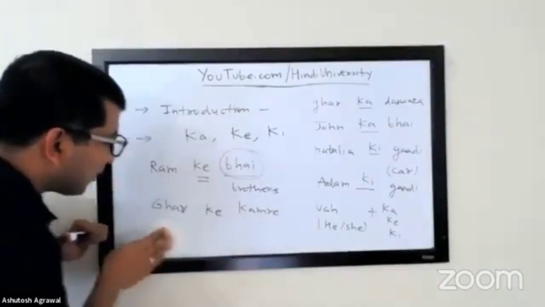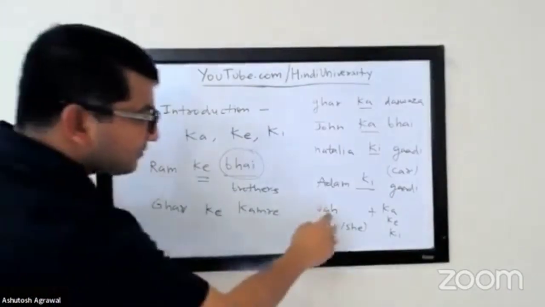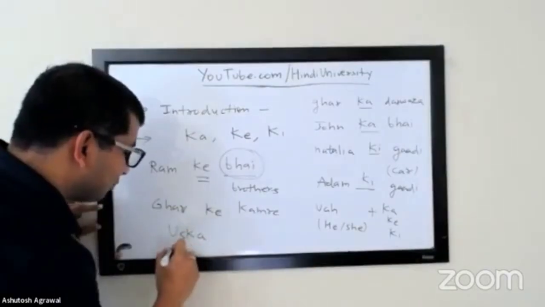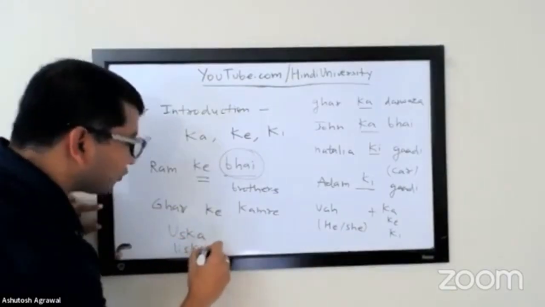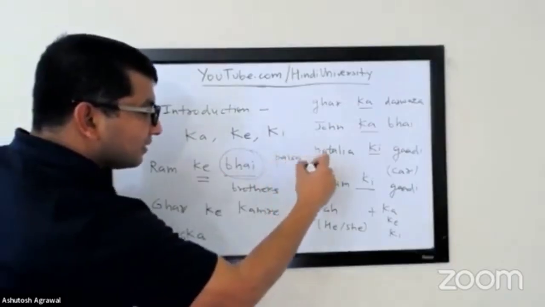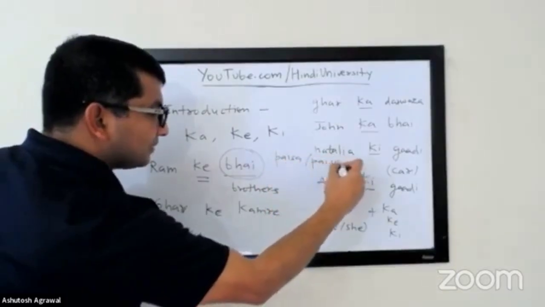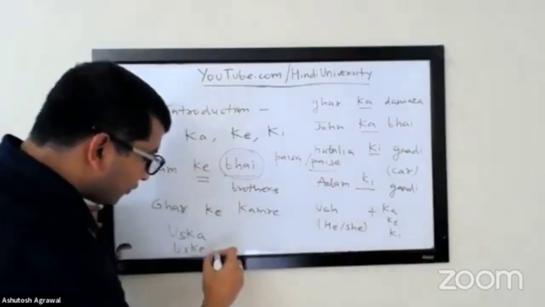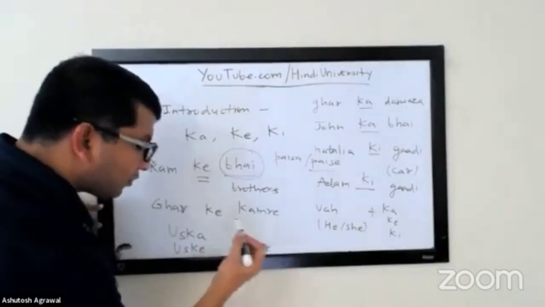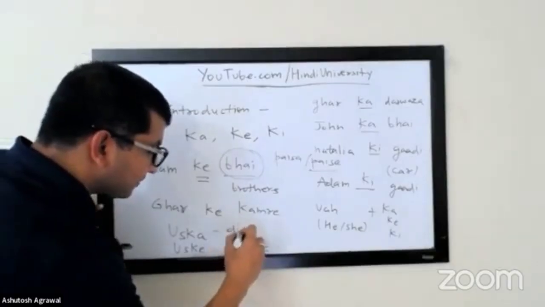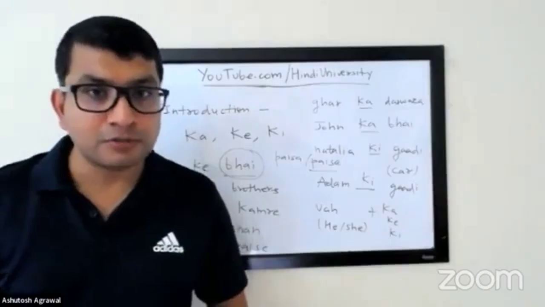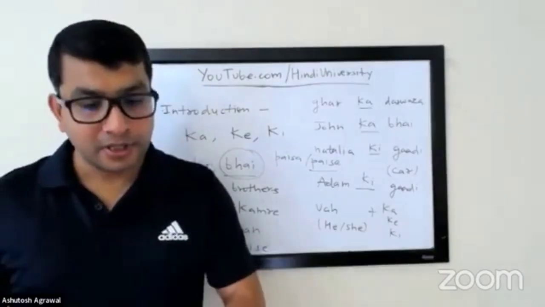And let's say you're talking about a singular thing. So vah plus ka would be uska, and then plural would be uske. In Hindi, paisa is singular, paise is plural. If you want to use plural it would be uske paise, and if you want to use singular, uska dhan, his money.